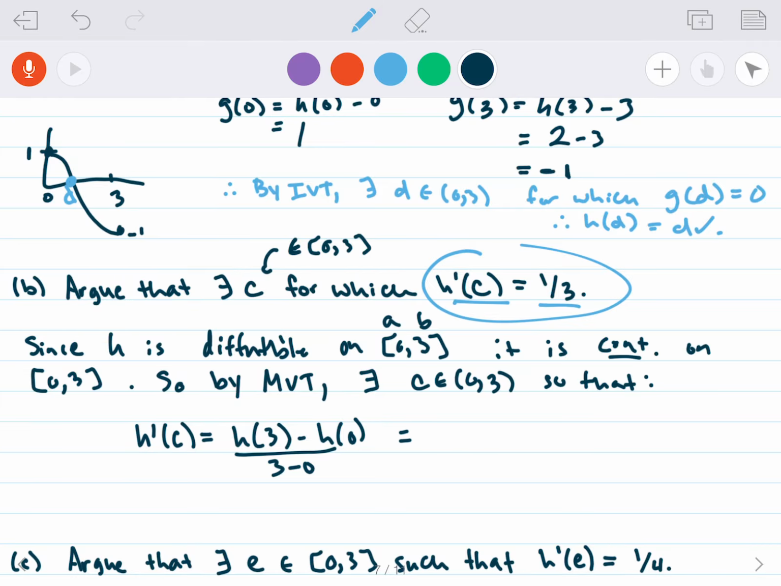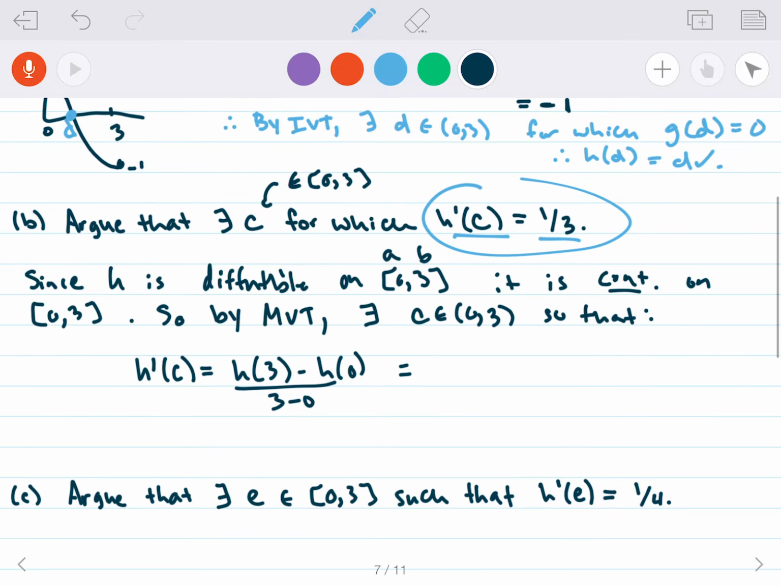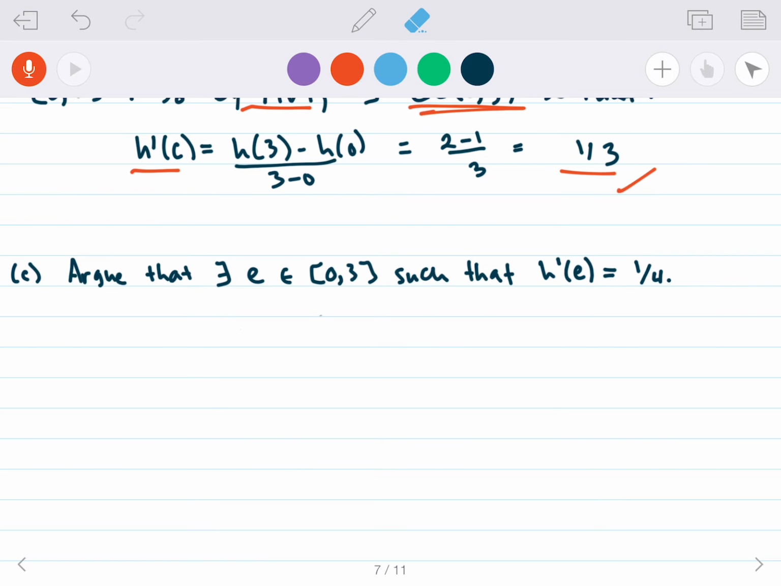And so I know what h of 3 and h of 0 is from my assumption. So that's just going to be 2 minus 1 over 3, and that equals 1 over 3. So by the mean value theorem, there is such a c in that open interval so that h prime of c equals 1 over 3. And we're done there. Now we want to argue that there's some e in 0, 3 such that h prime of e equals 1 over 4.